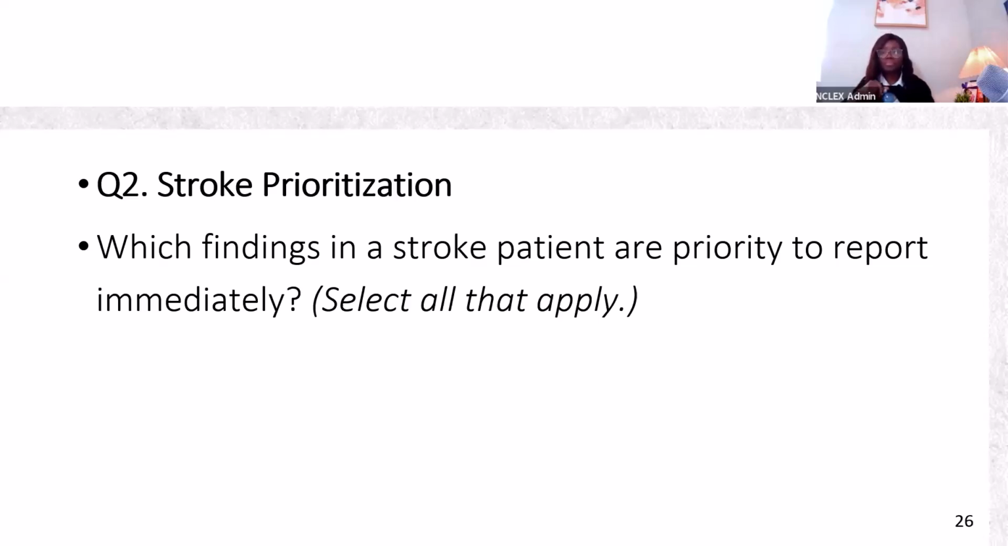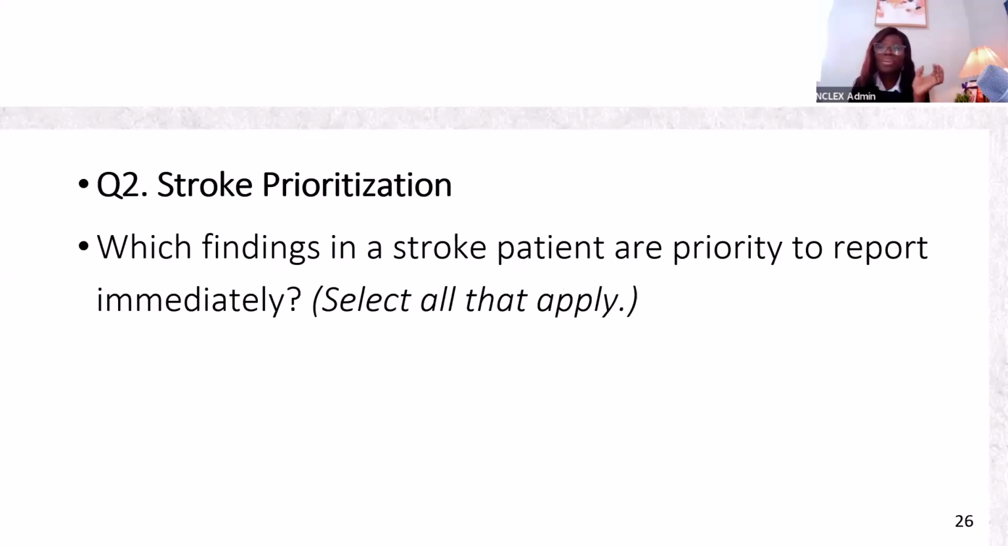Think through it. What are some of the problems of a stroke patient? So you have to think through it, even before you run through the question, and then look out for the keywords. Findings in a stroke patient, priority is the keyword. And then it's saying that you have to report immediately. So there may be some of the options that look correct, but are you supposed to report that immediately?